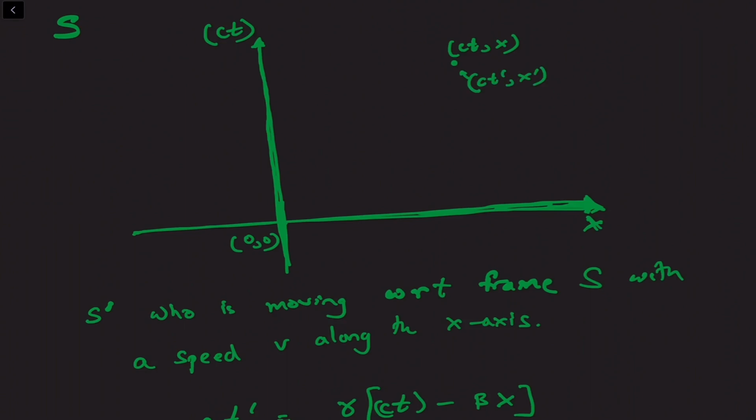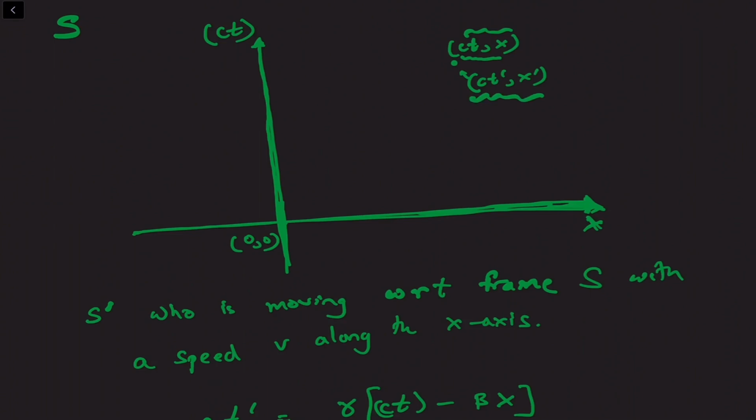Now, of course, we know mathematically how to relabel this point using our transformation equations, but what we would like to do is figure out a pictorial or graphical way in which we can figure out what the coordinates of this point would transform to according to the observer S prime.